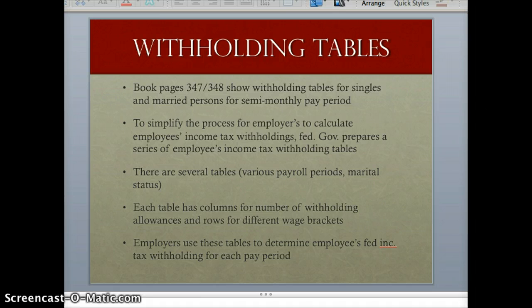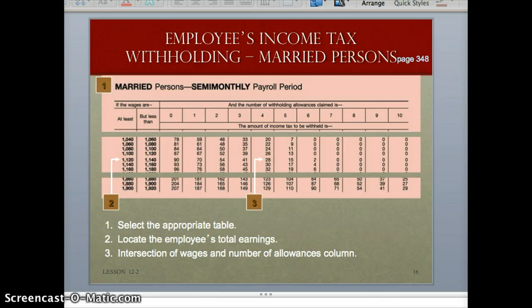To simplify the process to calculate the earnings, the federal government prepares all these tables. They try to take every situation there could be and prepare a table. If you look at the tables, each table has columns for the number of withholding allowances, and rows for different wage brackets. And then an employer can just glance at these and know. Also, a lot of those are obviously computerized, so they're in people's computers and they automatically figure them, but they all come off of those tables.